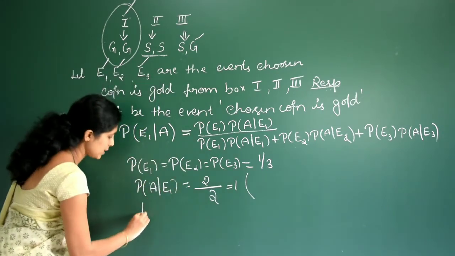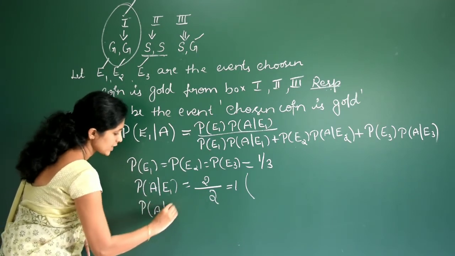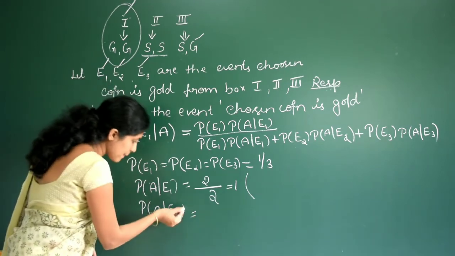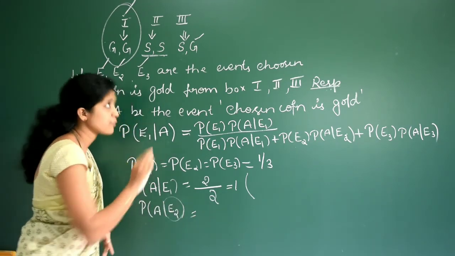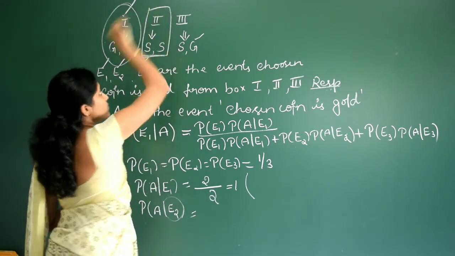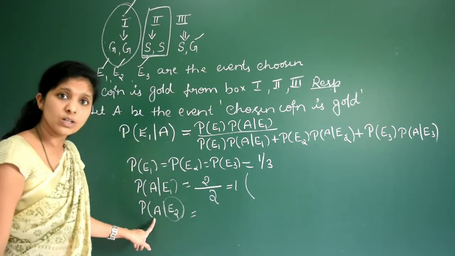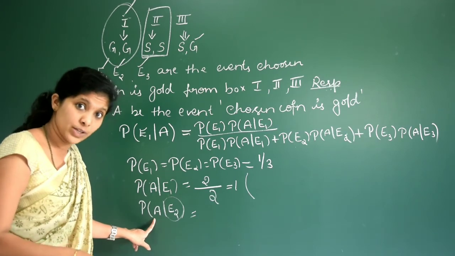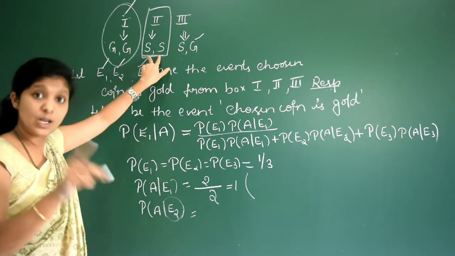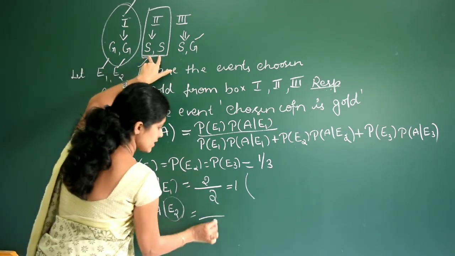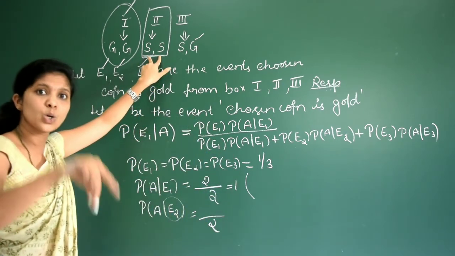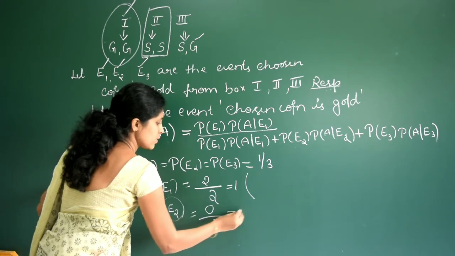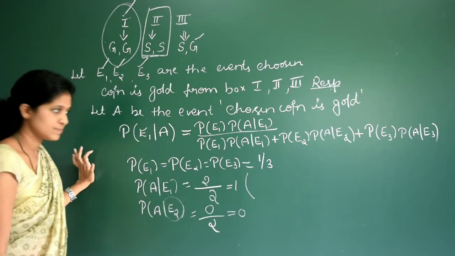Next, probability of A given E2. Now it is given that it should be from bag 2, right? Here is bag 2. Now you have to choose a gold coin from bag 2. How many gold coins are there? First, how many coins are there? 2 coins are there, right? And for choosing a gold coin, there is no gold coin, right? So it will be equal to 0. So this is equal to 0, right?